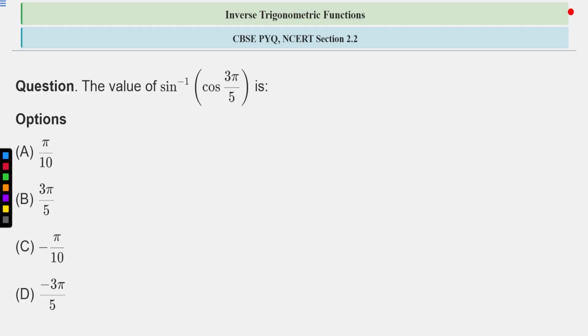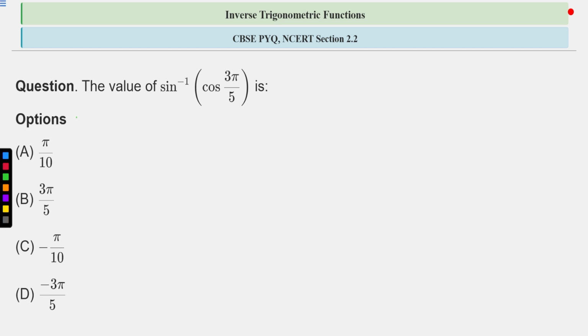So let us start with our first question, which says that we have to find the value of sine inverse cos 3 pi by 5. The options are A, pi by 10; B, 3 pi by 5; C, minus pi by 10; and D, minus 3 pi by 5.